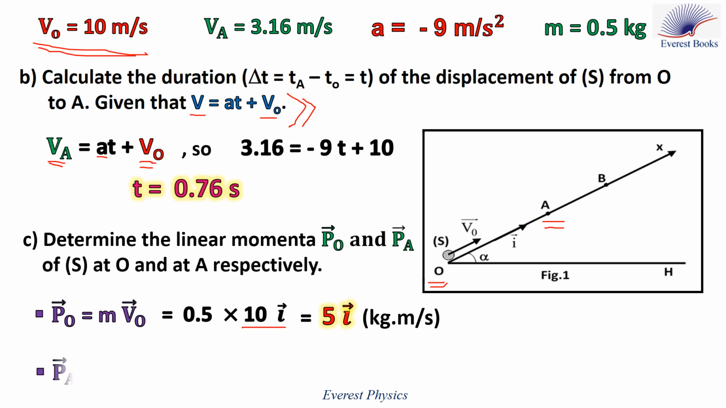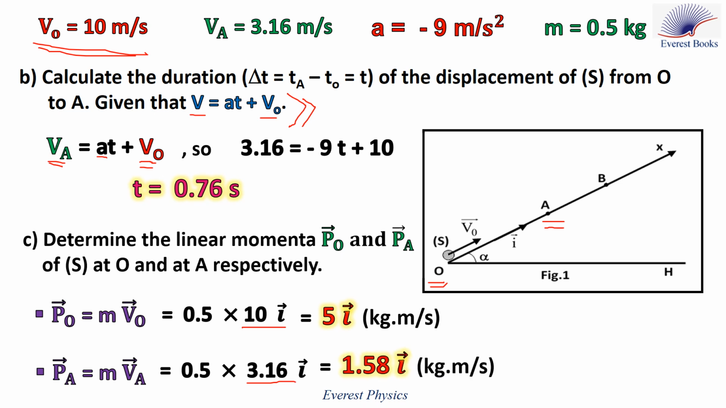Let's move to pA. Similarly, the object S is moving along the positive x direction, then the velocity at point A is plus 3.16i. Then, the linear momentum at point A is 1.58i.